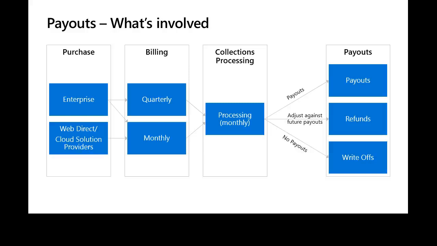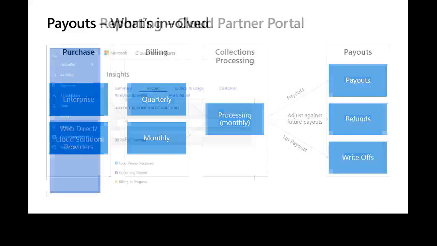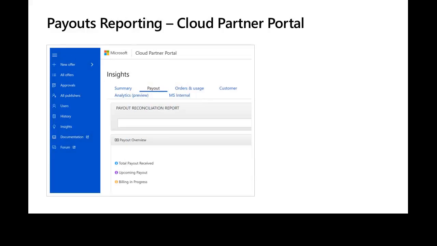As of now, your payouts reporting is available in what we call the Cloud Partner Portal. And in the specific section called Seller Insights, you have a payout tab where you'll see the total payouts processed, billing in progress, and upcoming transactions. And you'll also be able to download reports of the transactional level details supporting your payouts.